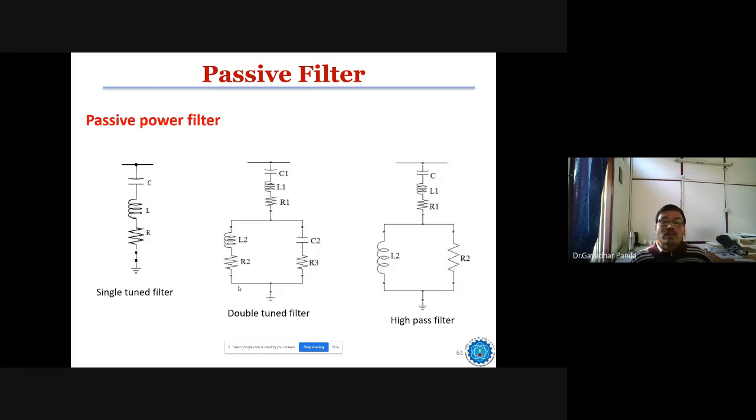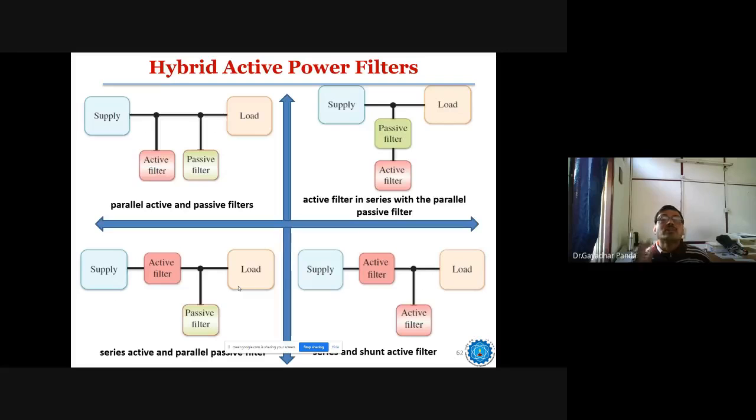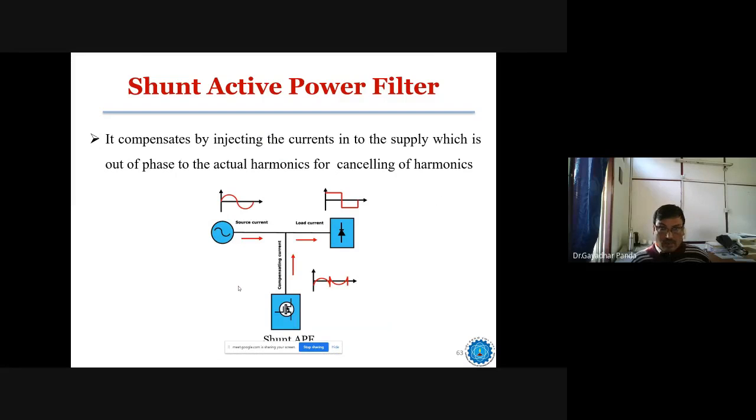And these are the configurations of the different types of passive power filters. And here you can see the active power filters and the hybrid. Hybrid means a combination of active power filter as well as passive power filters. And here we are giving a small example of a shunt active power filter.